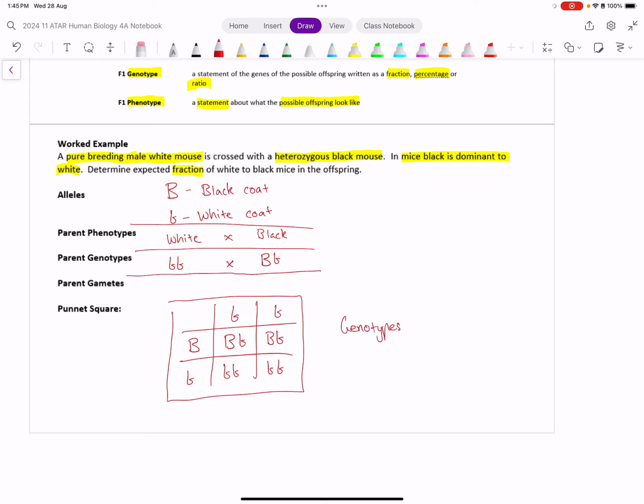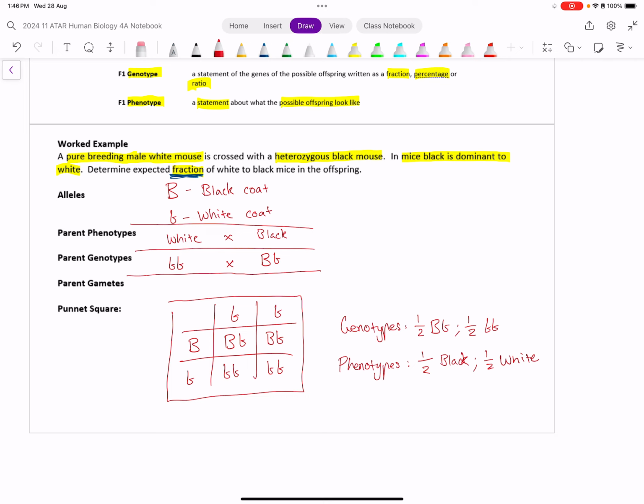I'm going to write as a fraction here because, again, this is what the question has clearly asked us to do right at the start. So in this instance, 1 out of 2, or 1 of every 2 of our offspring are heterozygotes. 1 out of every 2 are homozygous recessive. And in our phenotypes, this means for us, again, that 1 out of 2 will be black and have a black coat, and 1 out of 2 will have a white coat.